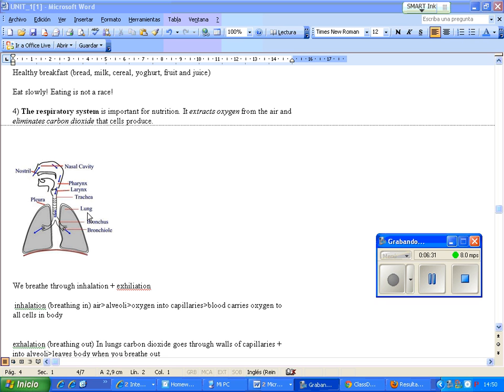The lungs are 2 soft organs that contain the bronchioles and millions of alveoli. Each bronchus divides into many small branches called bronchioles. At the end of each bronchiole, there are tiny sacs called alveoli.